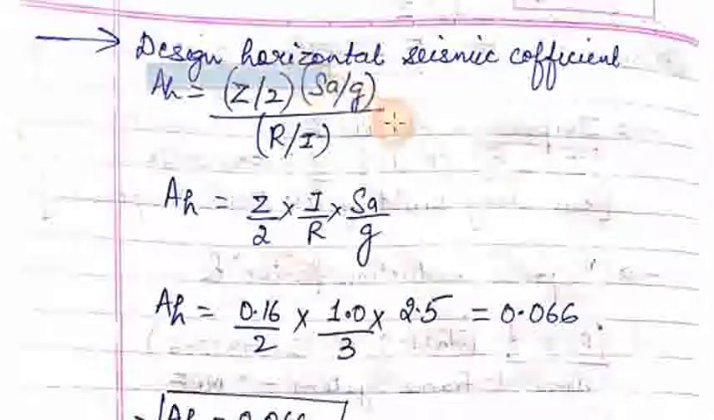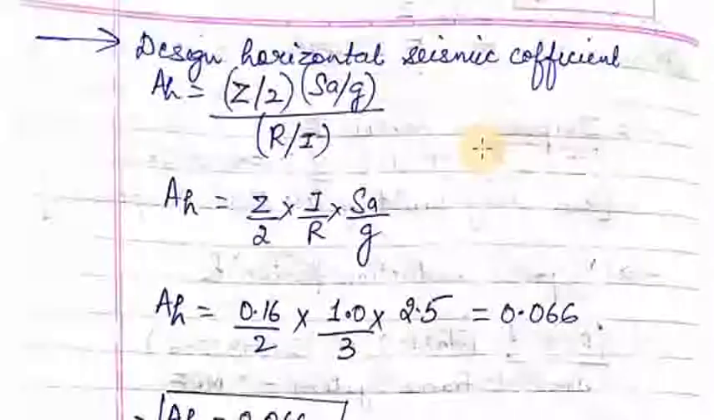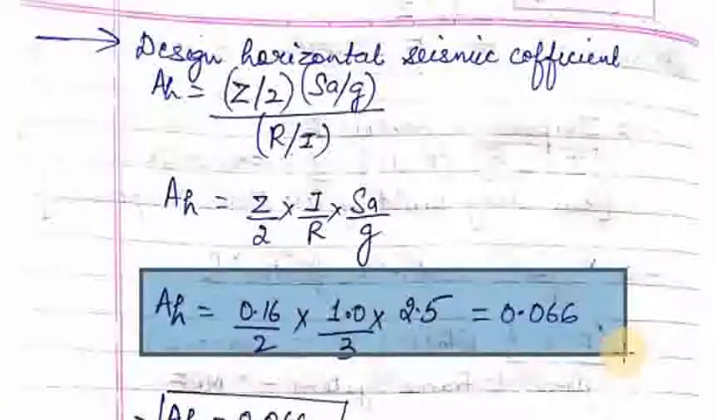Now this is the formula to calculate the value of AH, that is AH = (Z/2) × (Sa/g) / (R/I). We know the value of Z, that is 0.16. The value of I, we have taken importance factor 1. We have taken the value of R as 3, and we have checked the value of Sa/g is 2.5. After evaluating this, AH comes out to be 0.066.